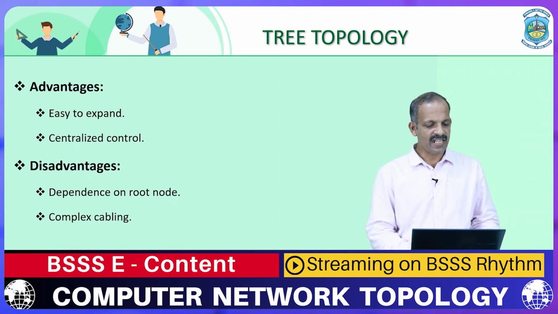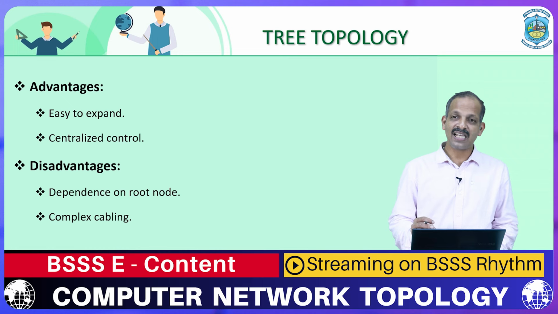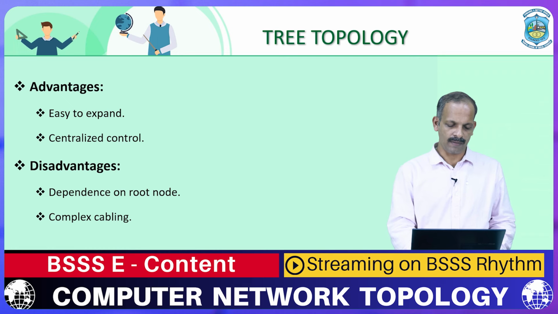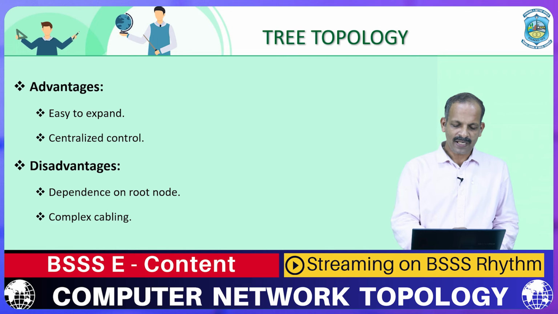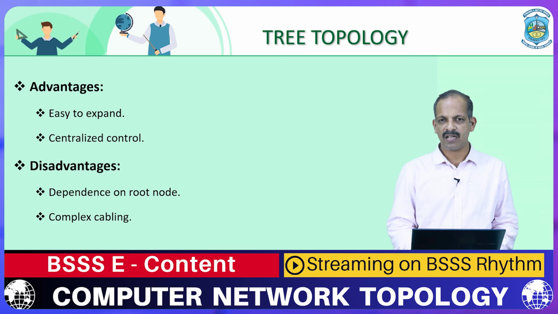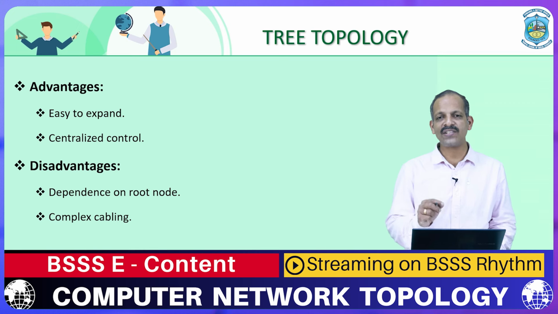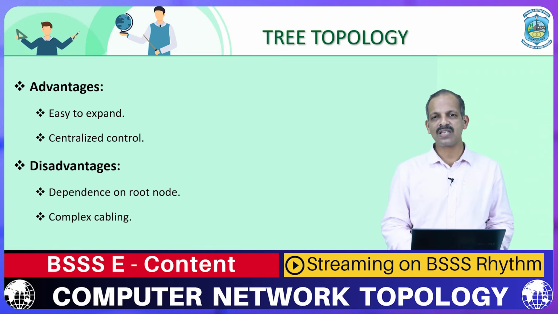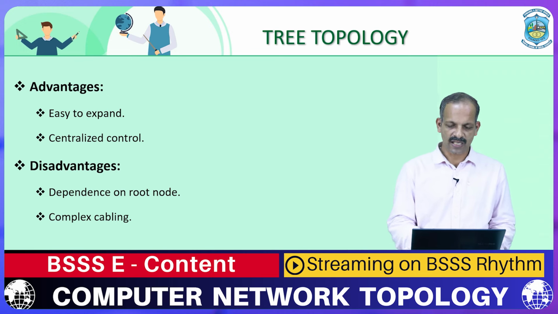Then the advantage is that it is very easy to expand, and there is centralized control, which means the root system can control the entire network. Then the disadvantage: dependency on the root node is one of the main disadvantages. Whenever that root node fails, the complete network is disconnected. And in the case of a tree network, the cabling process is very complex. So these are the disadvantages.